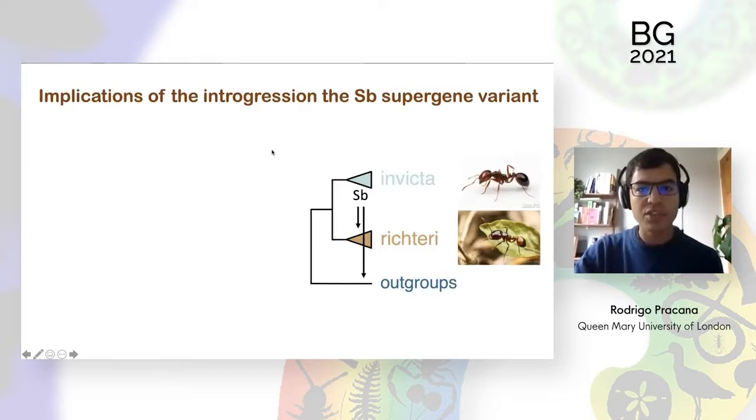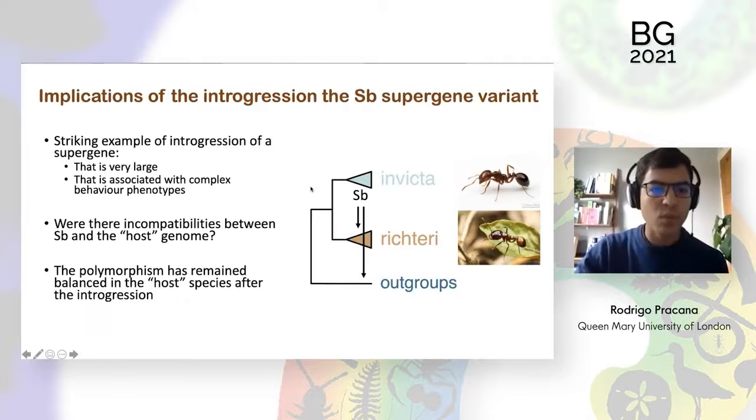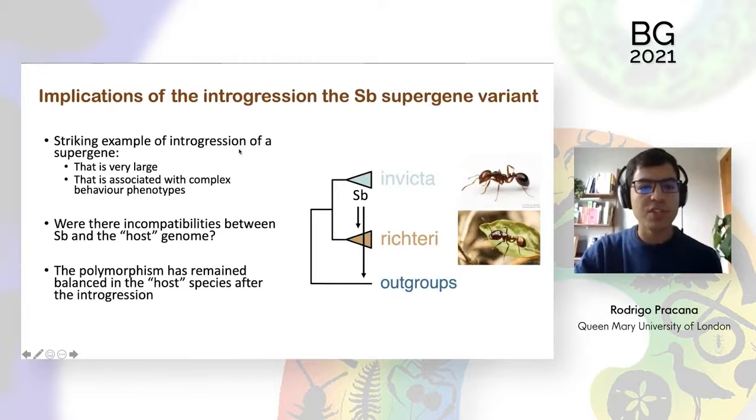So what are the implications of our work? We show a striking example of introgression of a supergene that is very large and which is associated with a complex behavior phenotype. And if you think of the introgression of a very large supergene, it raises the question whether this supergene is in any way incompatible with the host genome, and whether there has been any evolution to resolve those incompatibilities. The other implication is that the polymorphism has remained balanced in the host species after the introgression.